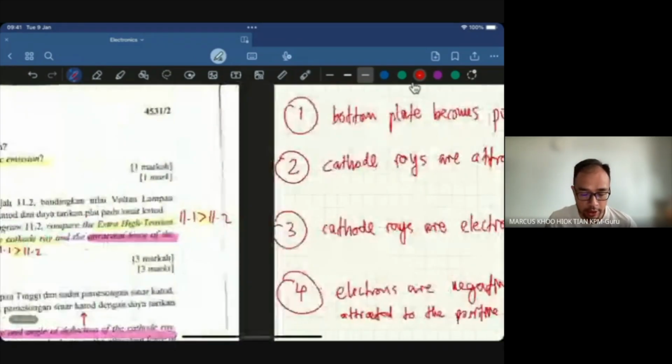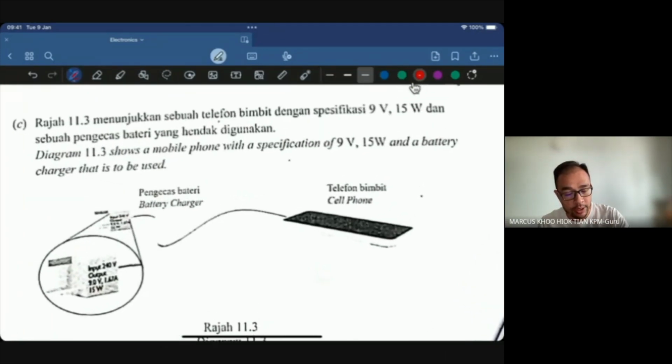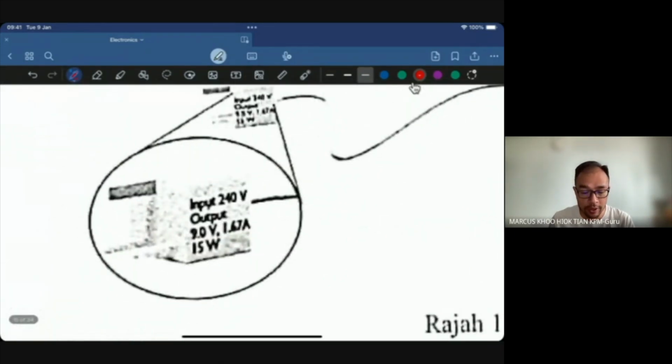All right, let's continue. So diagram 11.3 shows a mobile phone with a specification of 9 volt and 15 watts and a battery charger to be used. If it's not clear to you on here, the input over here is 240 volts. These are the only two things that are important for us. Okay, 240 volts and 9 volts. I will explain why in a little while.